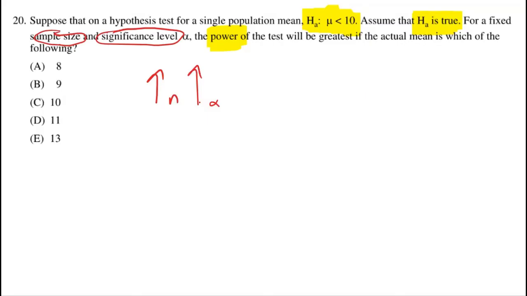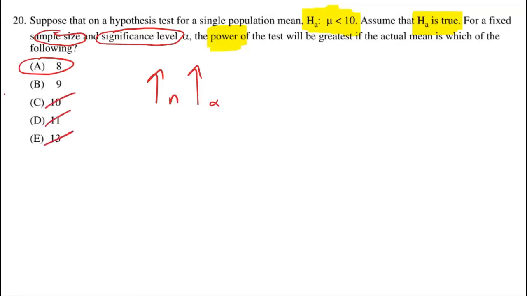But the further we are from 10, the easier that will be for us to see and give us more power. Because power is making the correct decision. If the alternative is true, we want to say that the alternative is true. That's power. So the idea here is that if it's really less than 10, the further from 10, the more likely we are going to see that and hence reject the null and go with the alternative. So the correct answer here is going to be A, because 8 is the one that is most below 10.